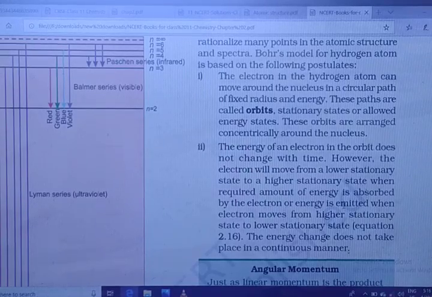Here, first of all, the energy of an electron in the orbit does not change with time. If you think that as the electron is revolving, the energy should change, it will not change. As the electron revolves around the nucleus in the orbits, the energy remains the same. But if it absorbs energy, it will jump from a lower energy state to a higher energy state, and after emitting energy, it will jump from a higher energy state to a lower energy state. Got it?